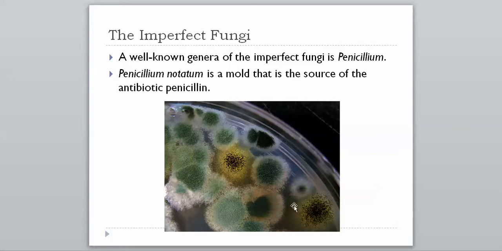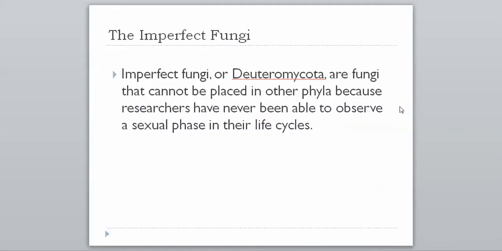If you see my pointer, that green one is the actual Penicillium fungus growing. It provides a very powerful antibiotic that has saved millions of lives in wars. We might get into the story of that later, but for now just know that for the imperfect fungi we have Penicillium as an example.